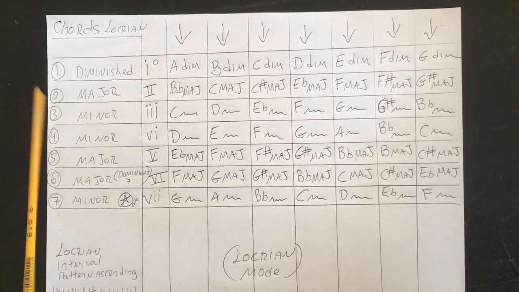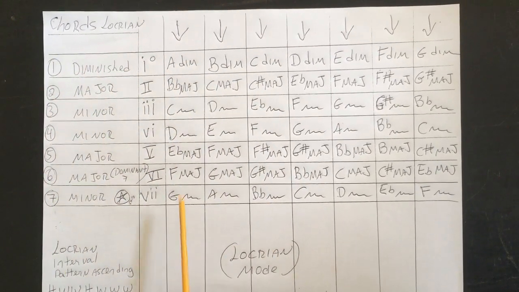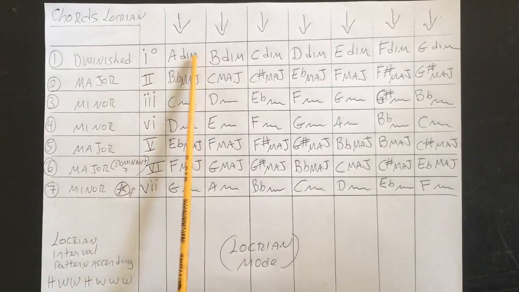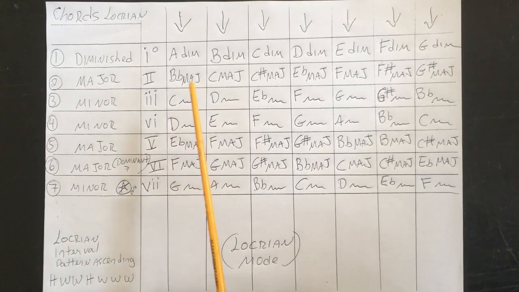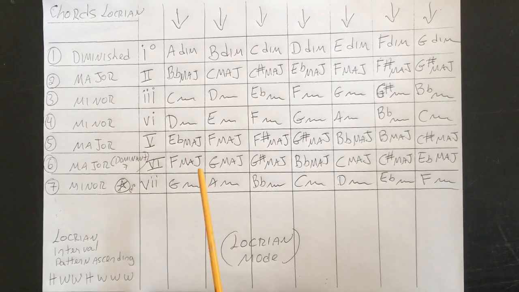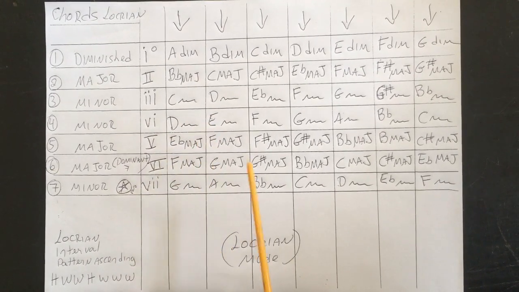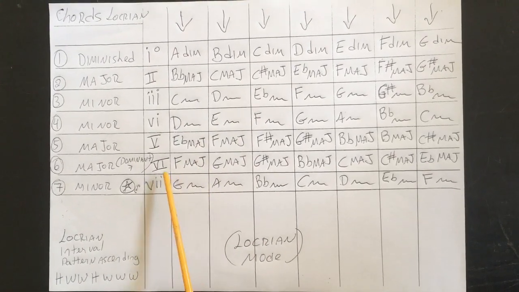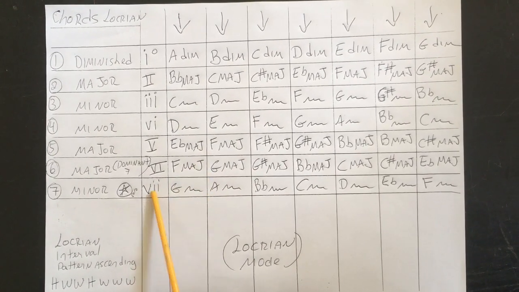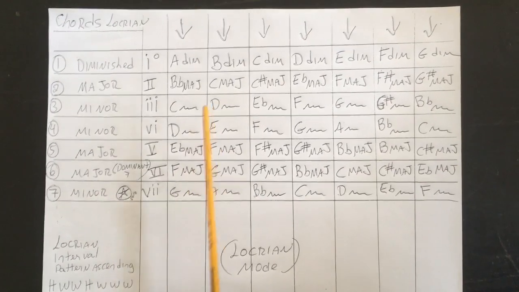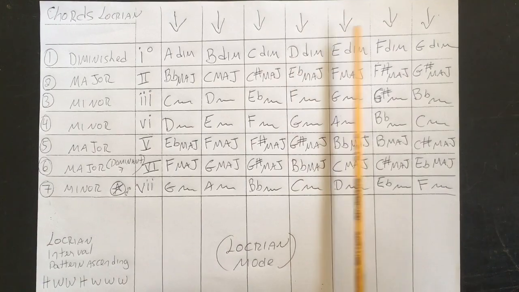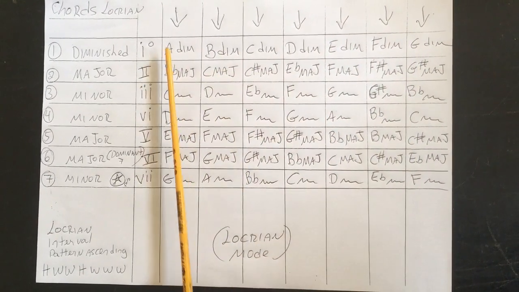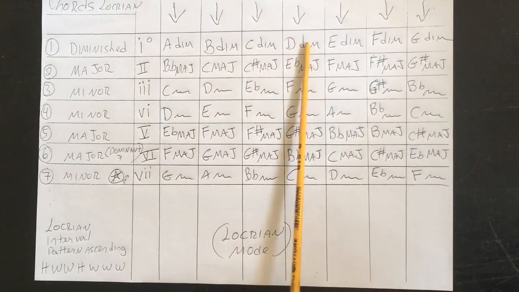Here you have it, and then we just follow A Locrian mode. So your first chord is A diminished, second is B flat major, the third is C minor, fourth is D minor, the fifth is E flat major, followed by the 6th, which is F major, and the 7th chord is G major. Follow that like this in all of these keys. So you have the A, B, C, D, E, F, G.